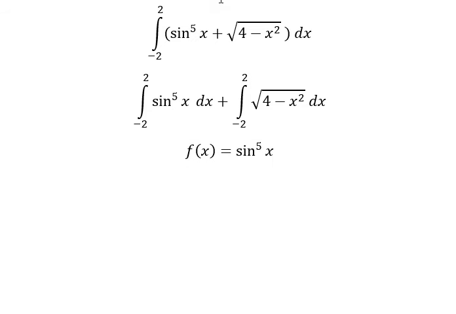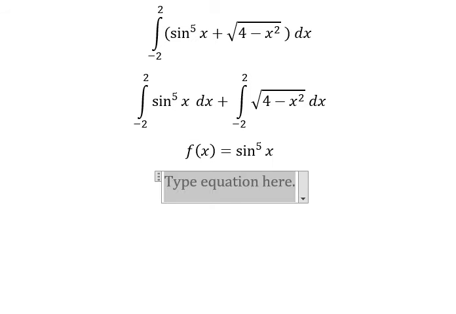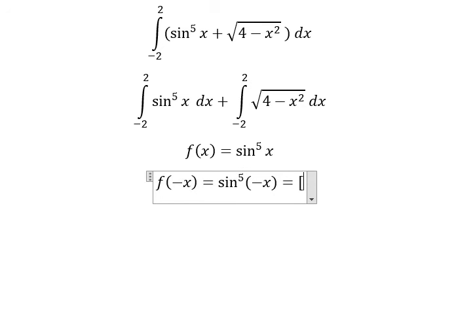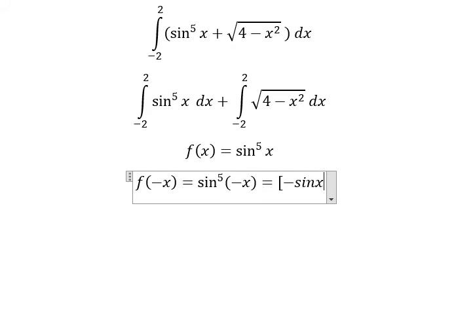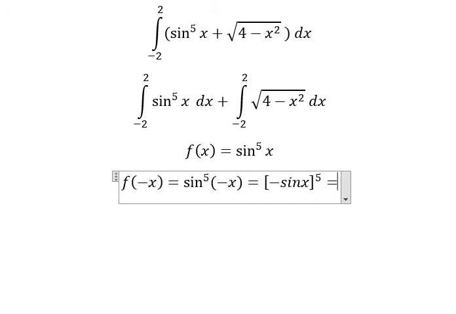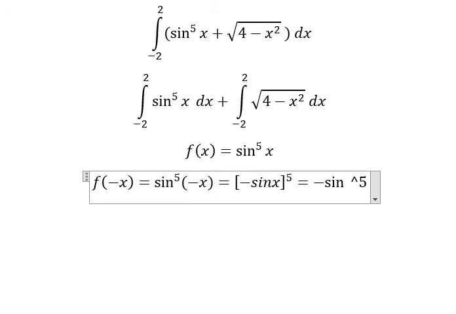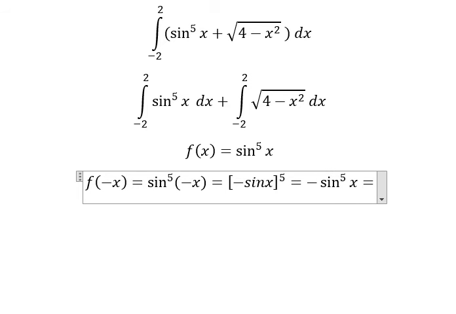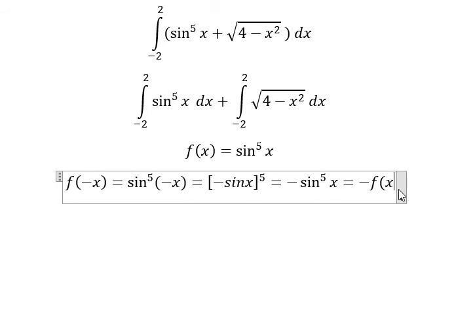Now, I will put f of s equal to sine of s to the power of 5. So if I put f of negative s, you will get sine of negative s to the power of 5. And we know that sine of negative s is negative sine s, everything to the power of 5. Number 5 is an odd number, so with an odd power, you will get negative sine of s to the power of 5. And that means it equals negative f of s.